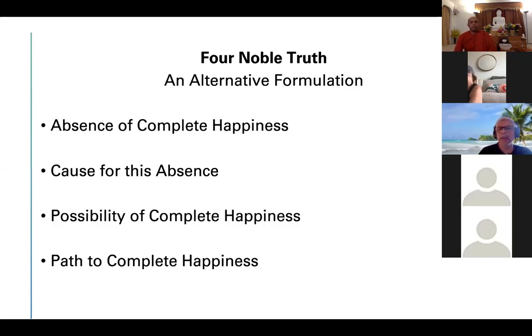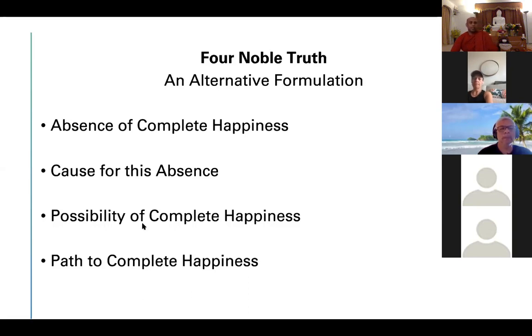What we call this is actually the absence of complete happiness. That's what we call dukkha, that common state, what we call dissatisfaction. So if you put it like that, the first truth is the absence of complete happiness. This is common for the vast majority of living beings. We may have happy moments, we may have pleasurable experiences and moments, but the underlying state is the absence of complete happiness.